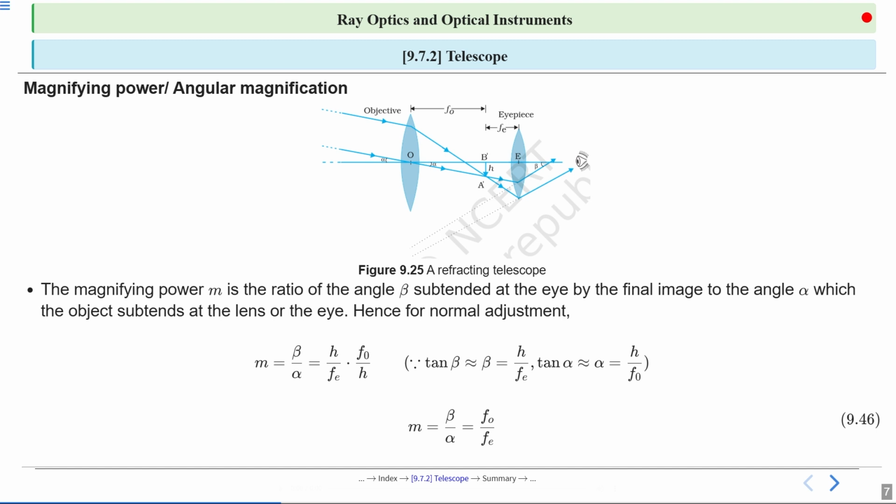Mark it as equation 9.46. Here f0 is the focal length of the objective lens and fe is the focal length of the eyepiece. Understanding this formula is key to calculating how much a telescope can magnify an image. Remember, the larger the ratio, the greater the magnification.